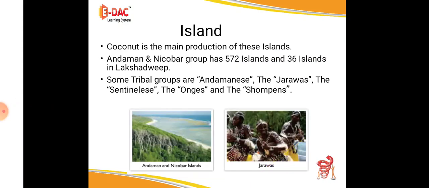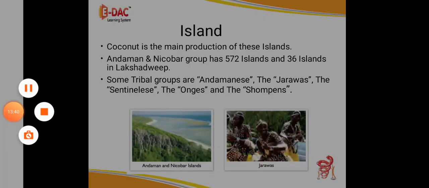Island. Coconut is the main produce of these islands. Andaman and Nicobar group has 572 islands and Lakshadweep has 36 islands. Some tribal groups are the Andamanese, the Jarawas, the Sentinelese, the Ongees, and the Shompens.